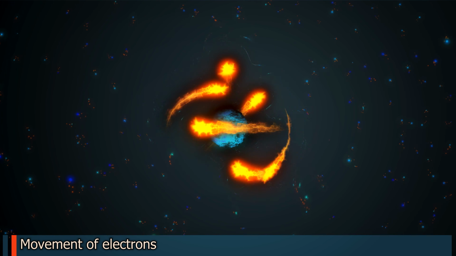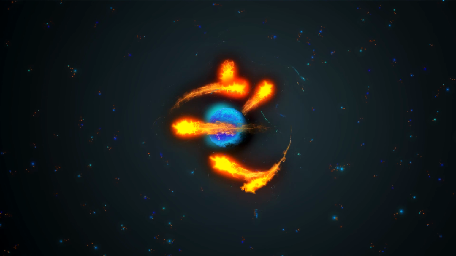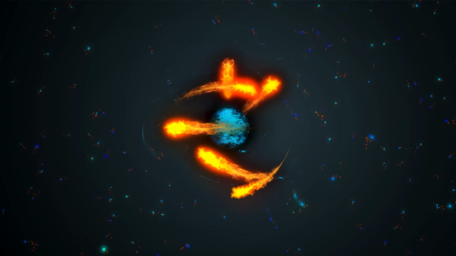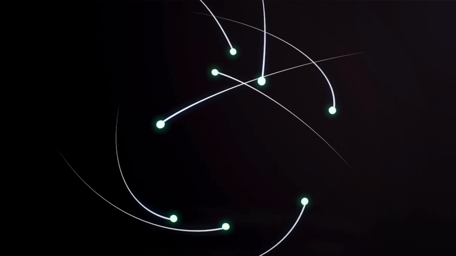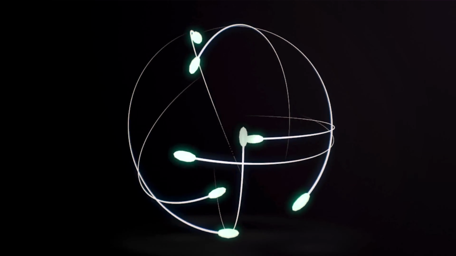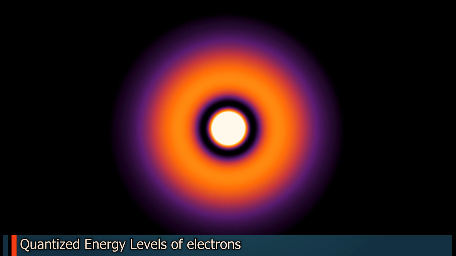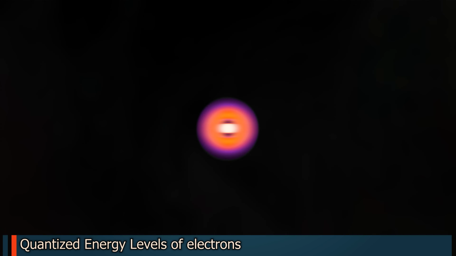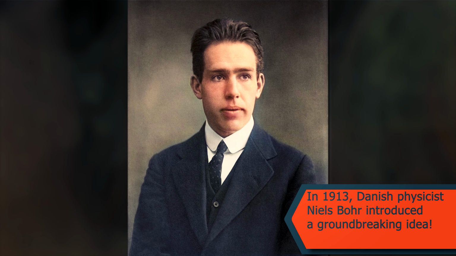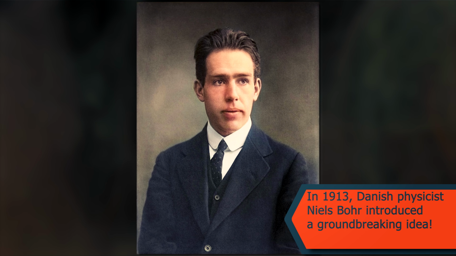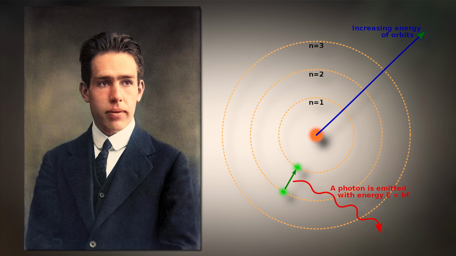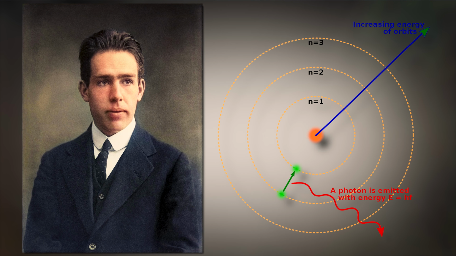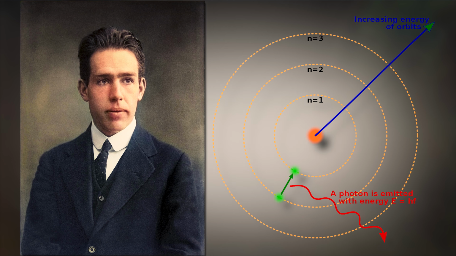Electrons' lightweight nature allows them to move more freely around the nucleus. This mobility is a key factor in chemical reactions and electricity. In 1913, Danish physicist Niels Bohr introduced a groundbreaking idea. He proposed that in an atom, electrons can only exist in specific energy levels which are quantized.